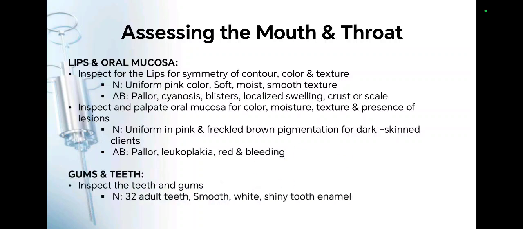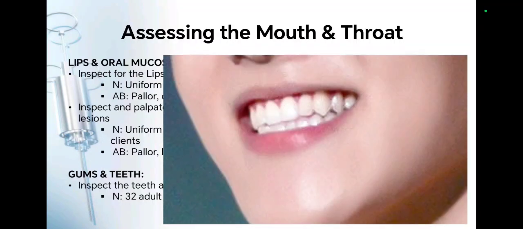For the gums and teeth, inspect the teeth and gums. For an adult, it should be 32. Okay, you check for any presence of veneers, dentures, braces, retainers. You have to count that, or any implantations. Okay, or dental corrections that were implemented in the mouth of the patient or oral cavity of the patient. So it should be smooth and white, shiny tooth enamel.